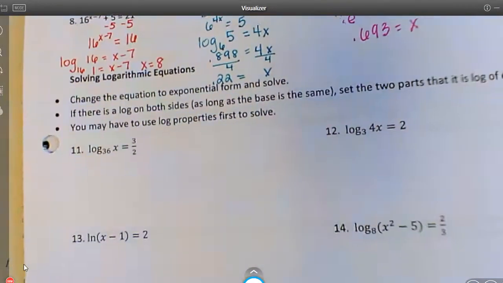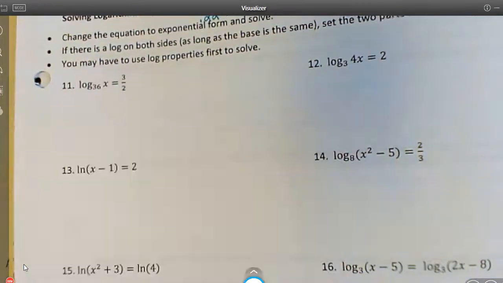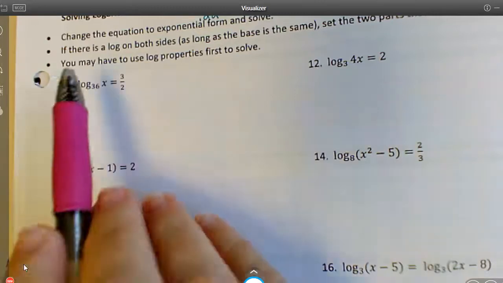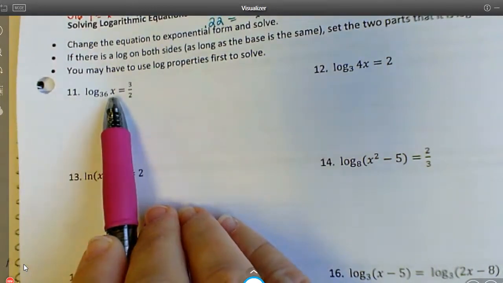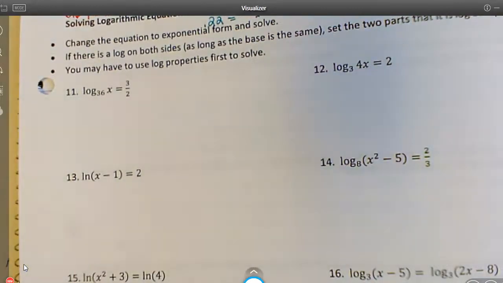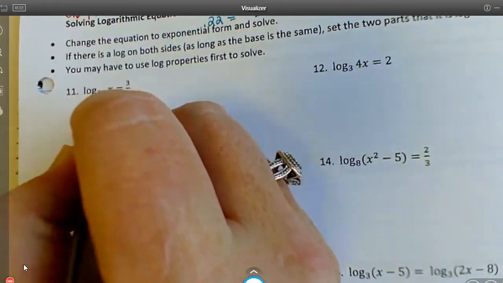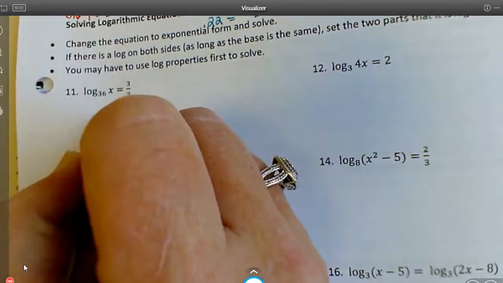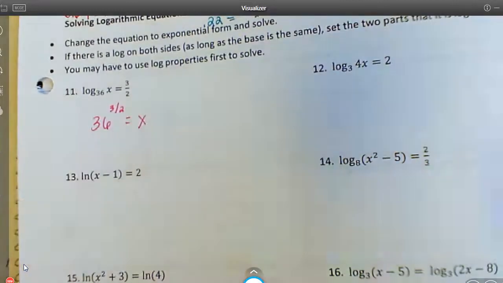Alrighty. So what if it's not numbers to powers? What if it's like number 11 or 12 where there's a log there instead of a number to a power? Well, we're going to do this the opposite way. Instead of changing it to a log, we're going to get rid of the log to solve it, because I need to get this x by itself in order to solve it. Okay? So, we're going to rewrite that one. And we're going to say 36 to the 3 over 2 equals x.